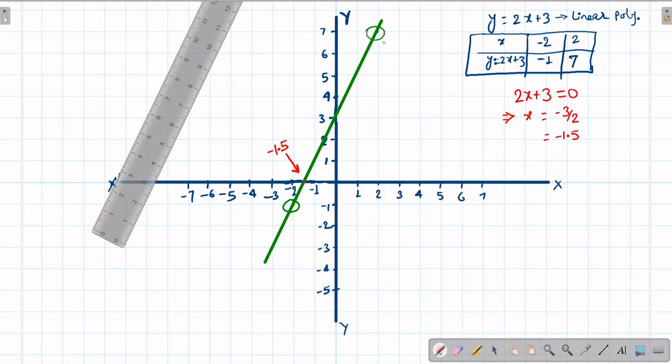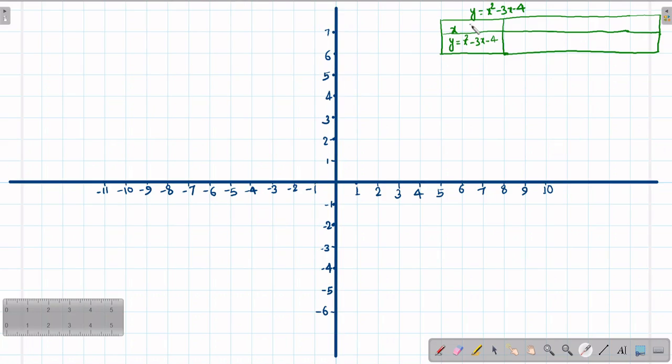And remember always to write the points which you have plotted. So here you have plotted the points -2 and -1. That point is here, so don't forget to mention this as -2 comma -1 this way. Similarly, this point was 2 comma 7, so write here 2 comma 7.